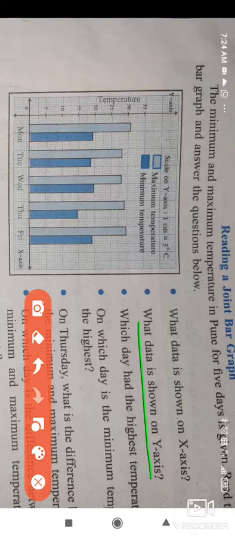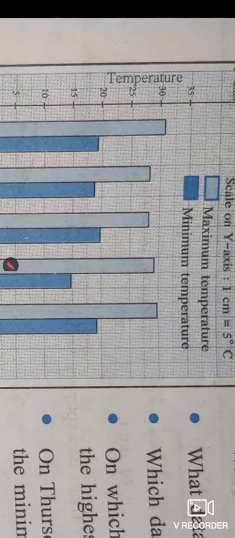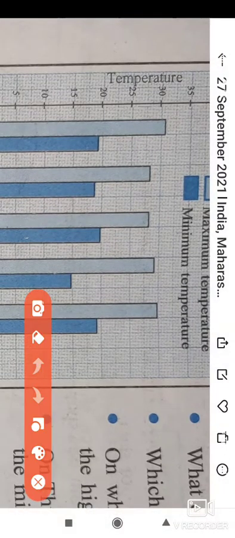Which day has the highest temperature? If you see here, we move directly towards the highest bar. So how much is the highest? That is 32 degrees Celsius, and it was on Monday. So we can say that Monday's temperature is the highest temperature.